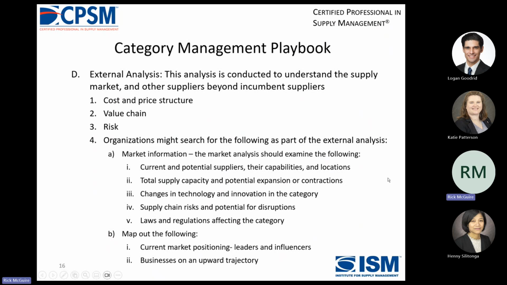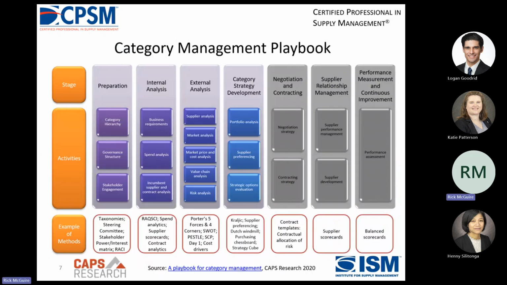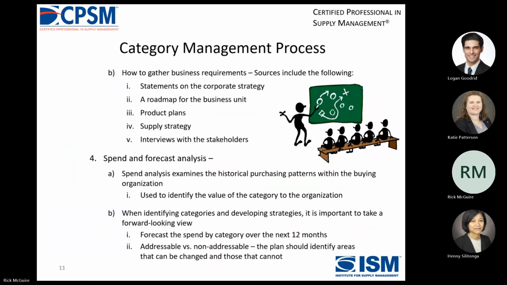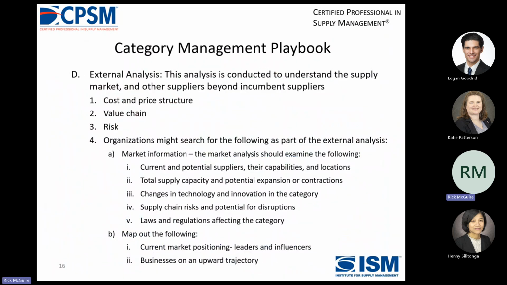All right, external analysis. So remember from our playbook, we've got internal analysis we looked at. Now we're going to look at external analysis and category strategy development. We'll look at these 3 in the next one, B2. So cost and price structure, value change, you're looking at risk. Those are the kind of things you're looking at with external analysis. You're trying to understand the market and the suppliers.